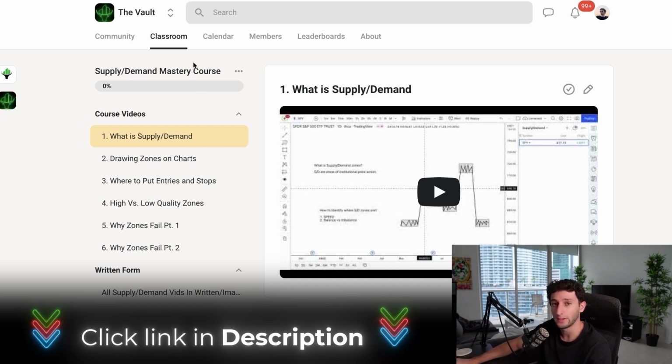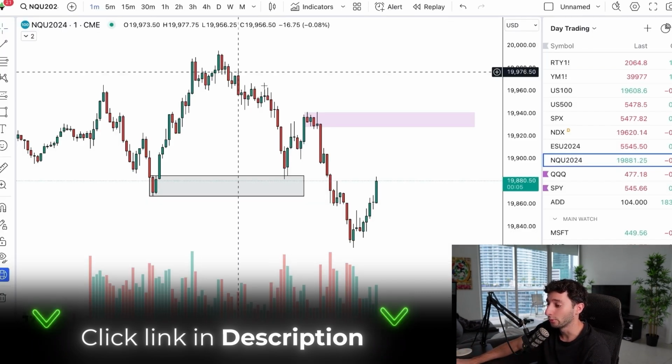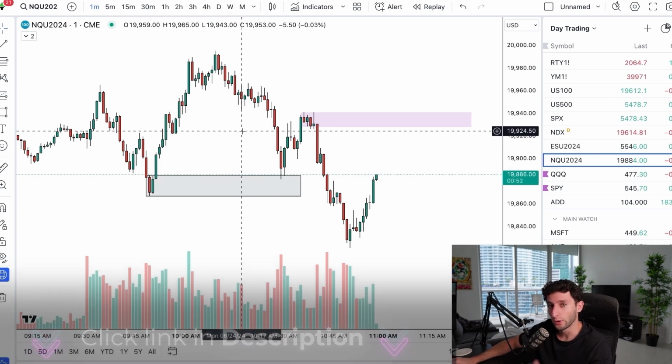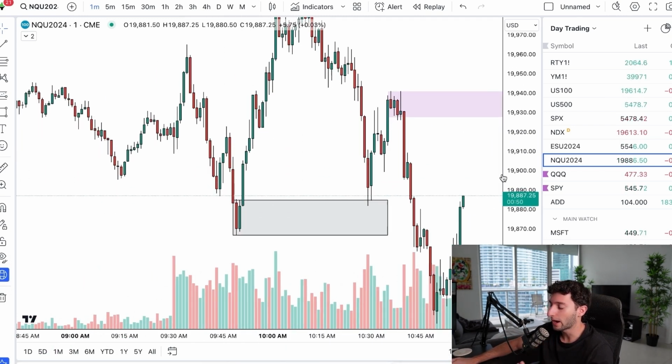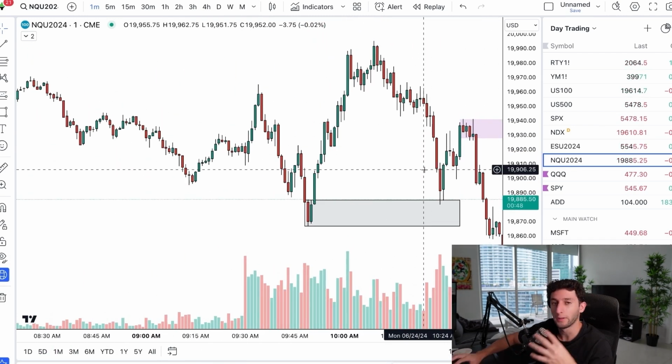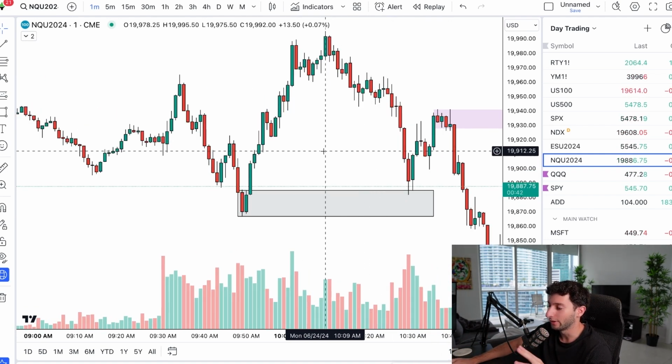But let me go ahead and dive into the next two confirmations. They're really important to the strategy. The first confirmation is making sure that your supply and demand zones are taking out the opposite supply or demand zones before you get in them. I know that sounds a little confusing, but let me show you an example.